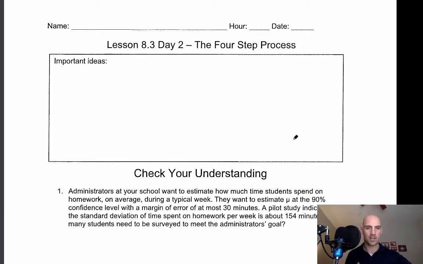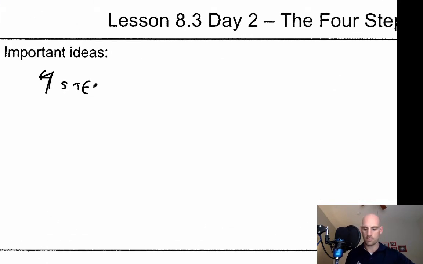So there's still going to be four steps. Four steps. There's going to be four steps. And we're going to have our statements. And what we're going to state is that our mu is our true mean.